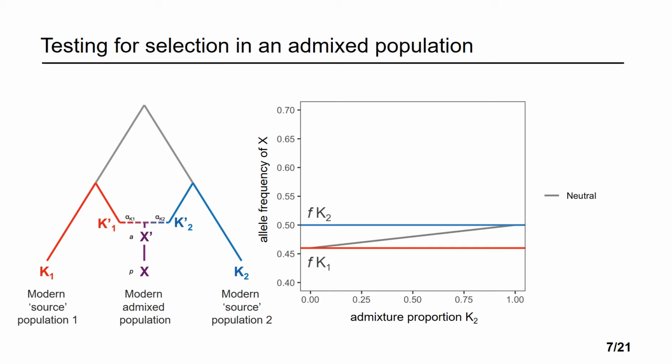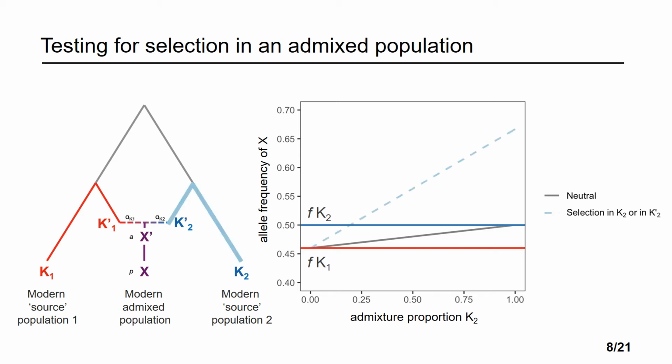And so what we do in order to differentiate between these two scenarios is that we compare the patterns of the expected allele frequency in the admixed population in relation to a given ancestral component. And so, for example, under neutrality, we see that the allele frequency of the admixed population follows the gray line, where individuals with no ancestry from K2 will have an allele frequency matching K1, and individuals with 100% ancestry from K2 will match the frequency of K2.